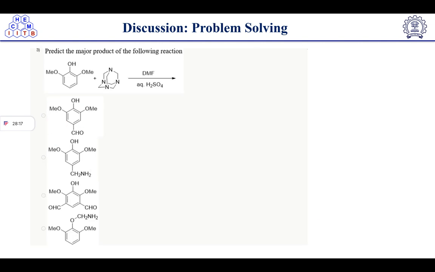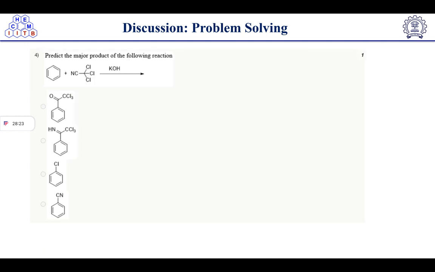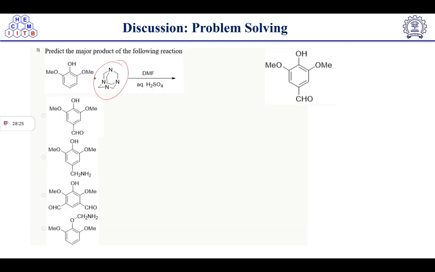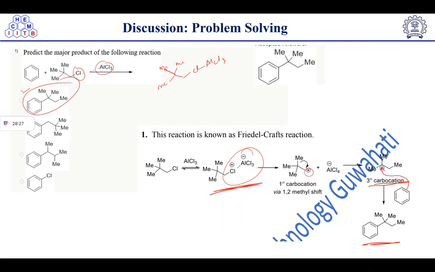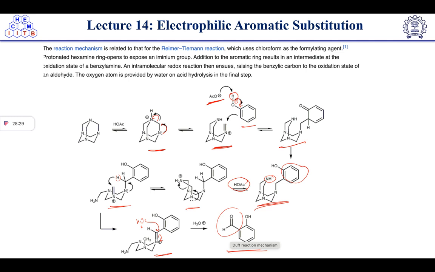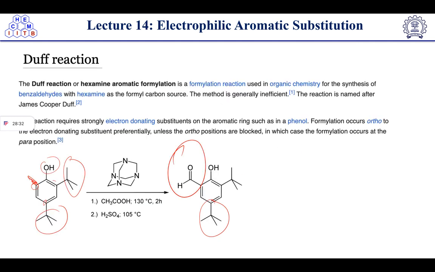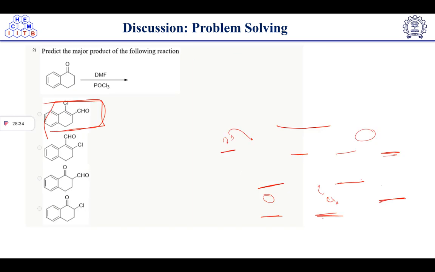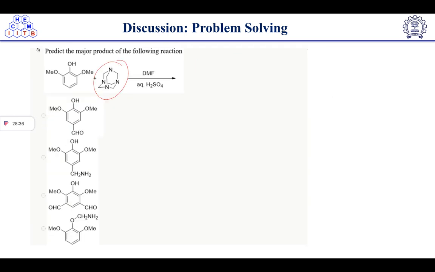Next question is predict the major product of the following reaction. This is a type of reaction we have solved right now. I have discussed this type of question here only. The name reaction is this one, the Duff reaction, right? So just try to solve this question by yourself. The method is the same, Duff reaction, and you will get the product.